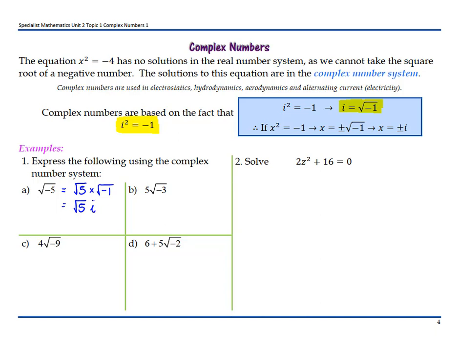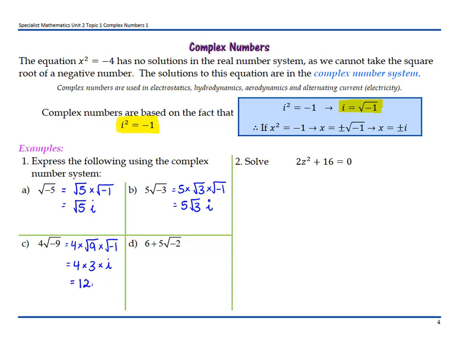Okay, part B, 5 square root of -3. You've got your 5, then times the square root of 3 times the square root of -1. Square root of -1 is i, so this is 5 square root of 3, i. 4 square root of -9 would be 4 times the square root of 9 times the square root of -1. Square root of 9 is 3, so it's 4 times 3 times i. Sorry, square root of -1 is i.